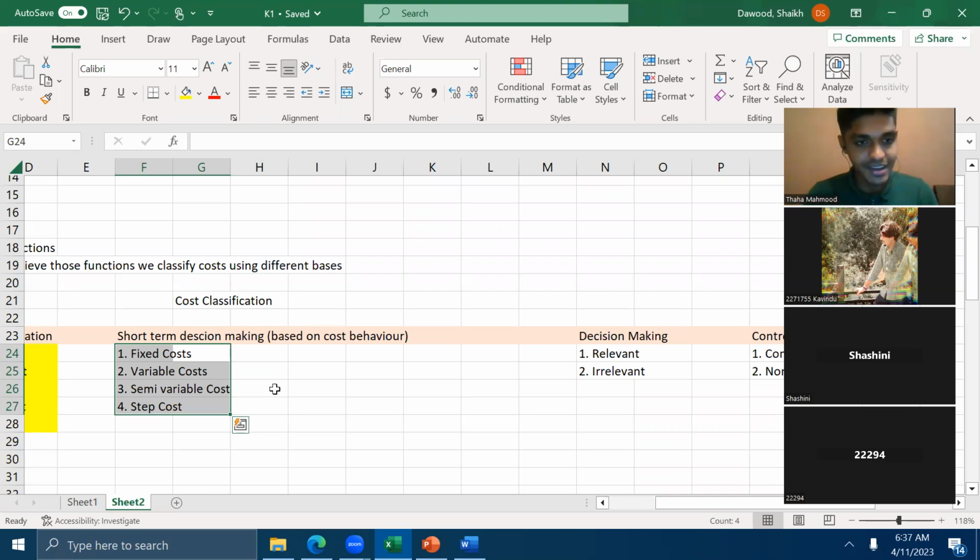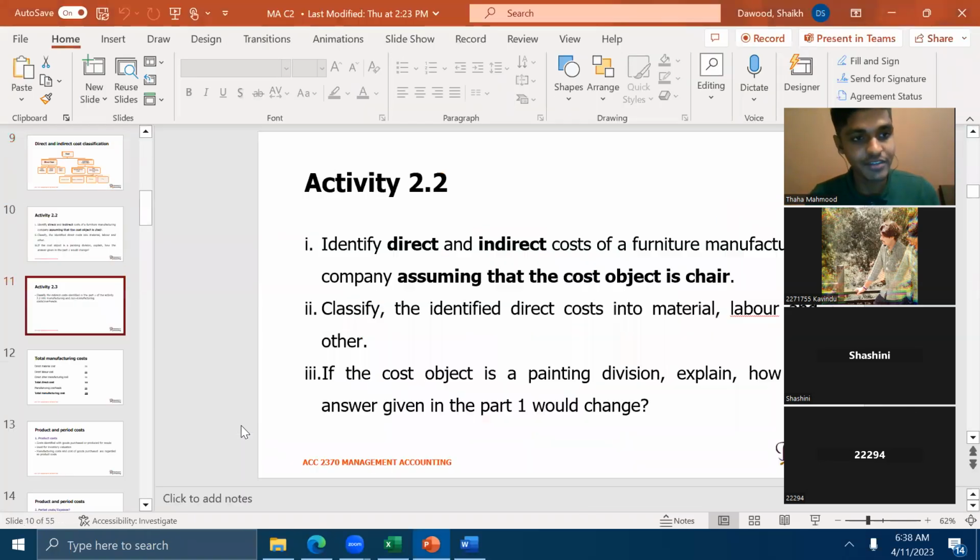So let's start off with cost classification for short-term decision making. In this, cost is classified into 4. Out of which these 2 are pure classifications, and these 2 are mixed classifications. It's a simple area, so I think we would be able to go through it very fast.